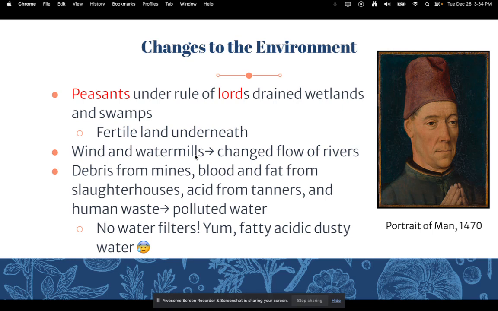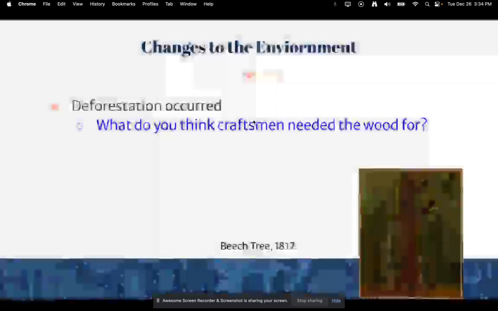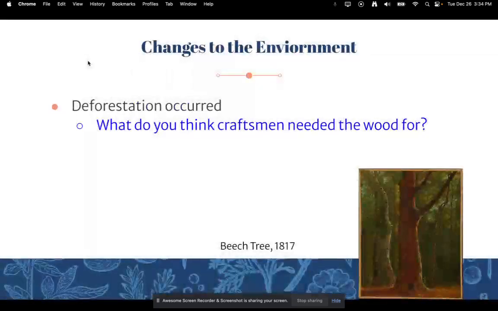Wind and water mills would change the flow of rivers, which of course is a change to an environment, and also debris from mines, blood and fat from slaughterhouses, acid from tanning, so when you tan animal hides, and human waste also polluted water. So the peasants had yummy, fatty, acidic, dusty water to drink, which probably explains why they only lived to be like 35 years old if they're lucky.